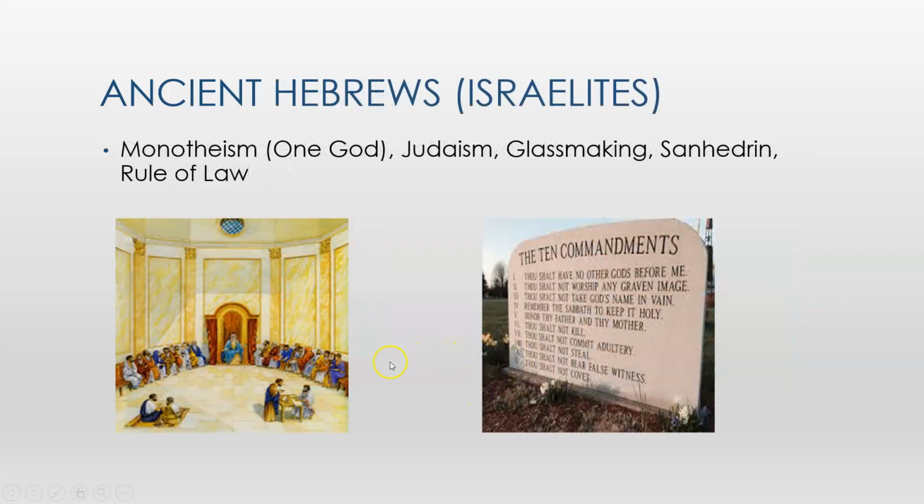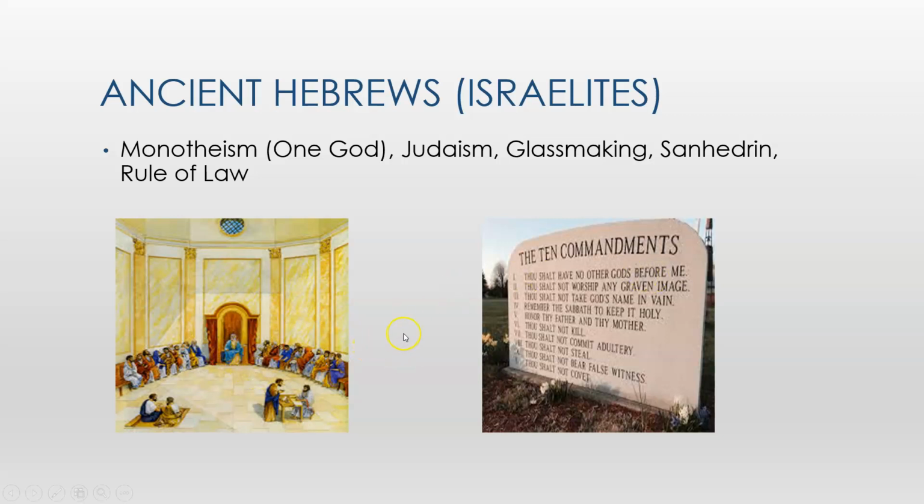Now, for the ancient Hebrews or Israelites, and searching online, you're going to see them both. They're synonymous with each other. Monotheism, this idea of one God, related to Judaism, Jewish. It's a religion. Glassmaking on a more practical level, glassmaking. Now, a Sanhedrin is a little more involved.